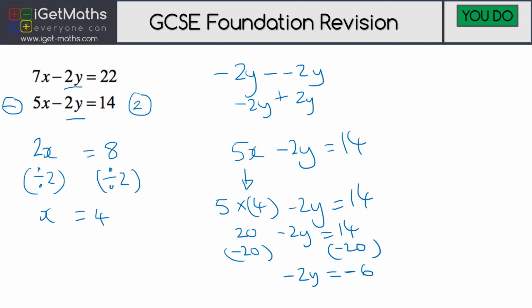And then if I divide by a minus 2 on both sides, we're going to end up with y equals 6 divided by 2, but it's a minus 6 divided by minus 2. So minus divided by minus will give you a plus answer, and 6 divided by 2 is just 3. And that's your answers there, and you're done.